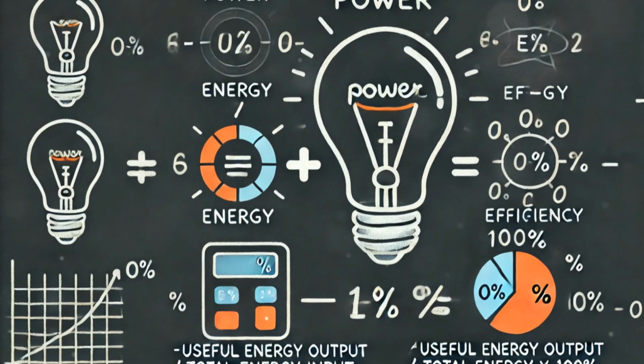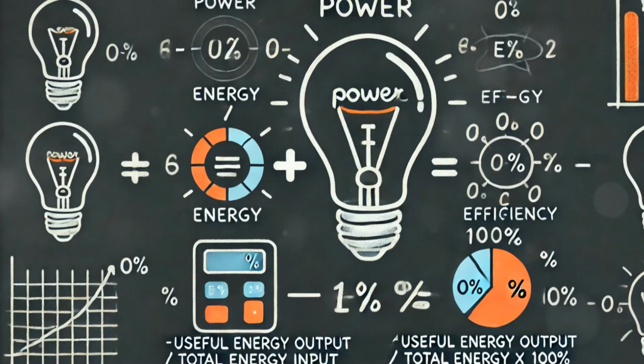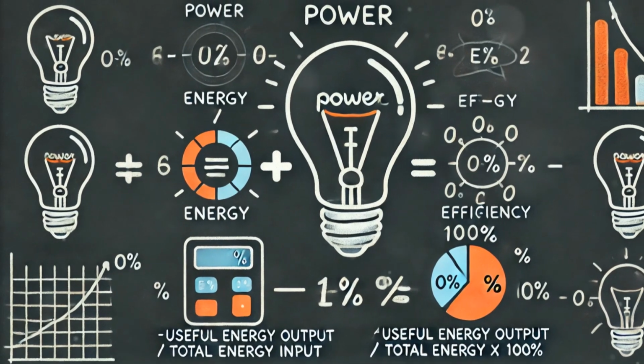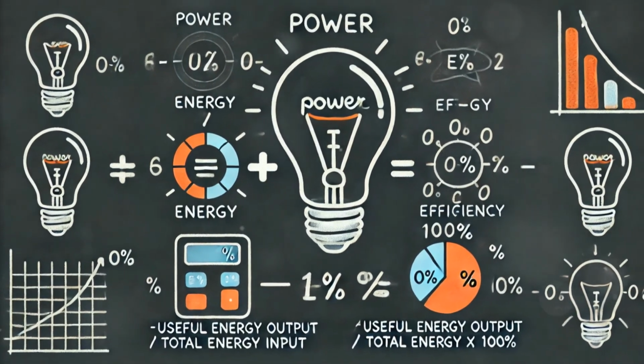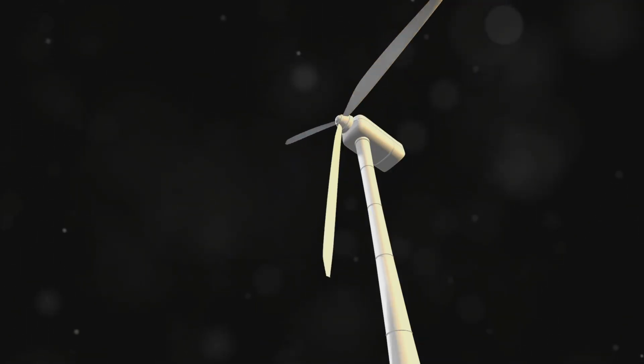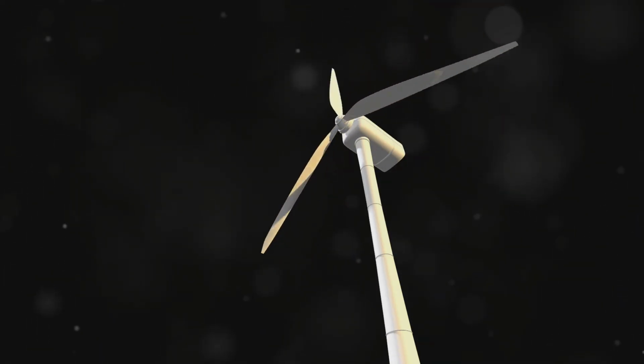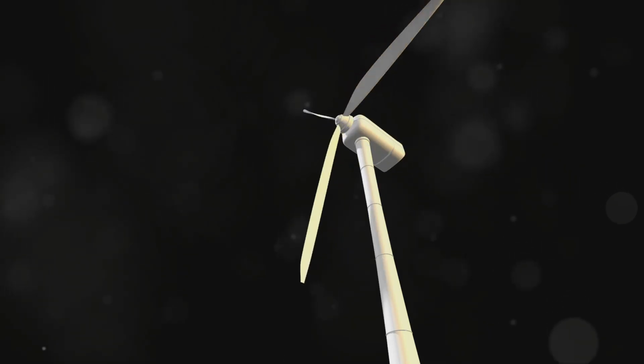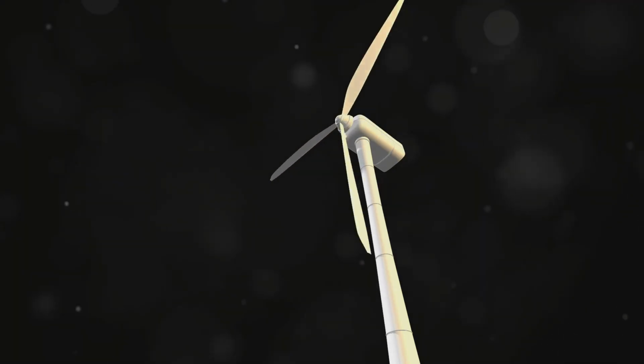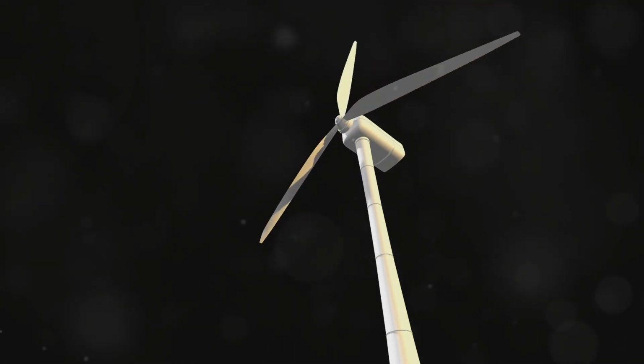Power and efficiency. Power is the rate at which energy is transferred, calculated as power equals energy divided by time. Efficiency measures how well energy is converted from one form to another, calculated as efficiency equals useful energy output divided by total energy input and then multiplied by 100%.